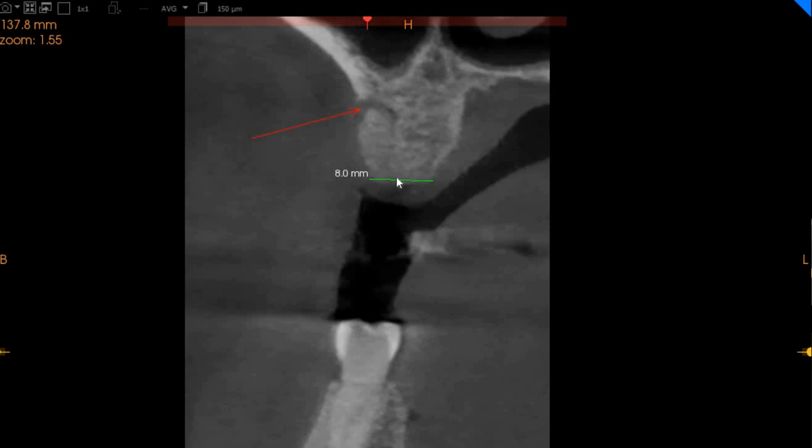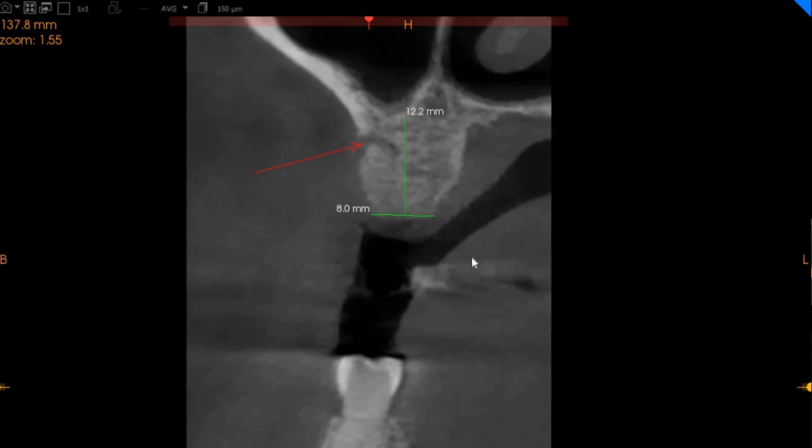We've got 8 millimeters of width with a very good 12 millimeters of height, and hence we can very safely say that this area is ripe for placing an implant. We can't, however, estimate when this bone graft was actually placed, but we can tell you that the volume definitely indicates that this is a good and ripe area for implant placement.